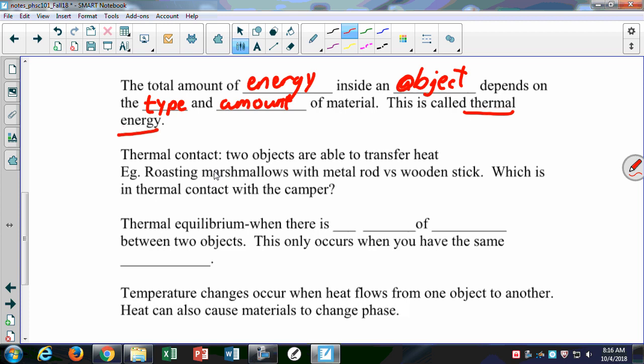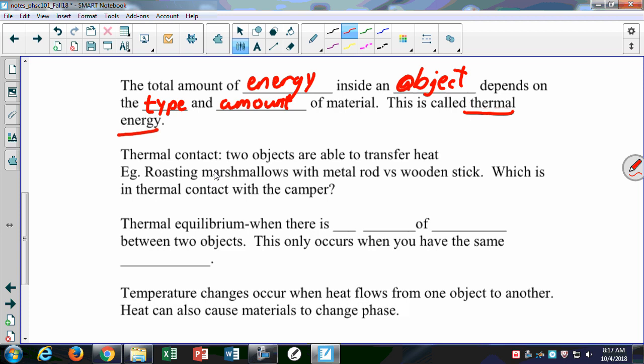Or like with the example, we like to camp, we like to roast marshmallows. Which is better, to use a wooden stick or a metal stick? Well, it's better to use wood. We use metal because the wood will just burn up in the fire. But it's better to use wood because the wood limits the thermal contact between you and the fire.